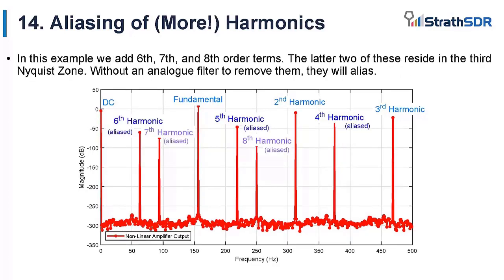If considering higher order harmonics, for instance we've added the 6th, 7th and 8th order terms here, then these would also alias, in this case from the third Nyquist zone. If all of these harmonics arose from an amplifier before an analog to digital converter, then if there was no analog filter to remove these terms, they would also alias. And as you can see, the spectrum is now quite cluttered with harmonics.